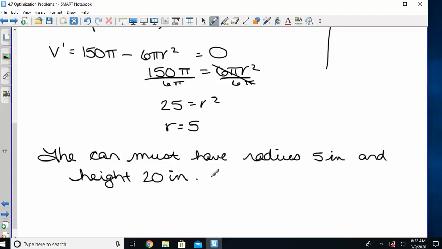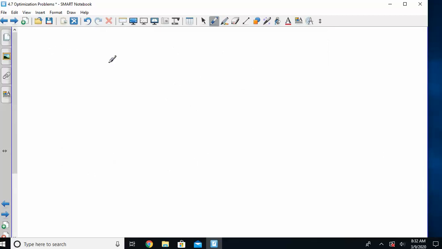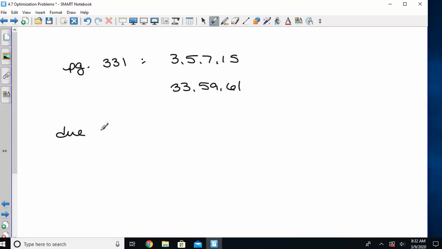Questions? That is our stopping point. So on Friday, I gave you 3, 5, 7, and 15. I'm going to add a few more to that. Let's add 33, 59, and 61. I want all of this due tomorrow.